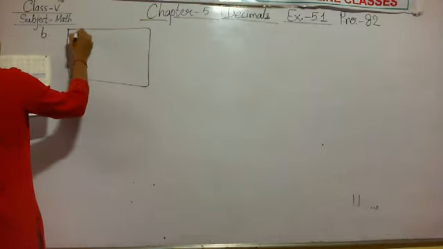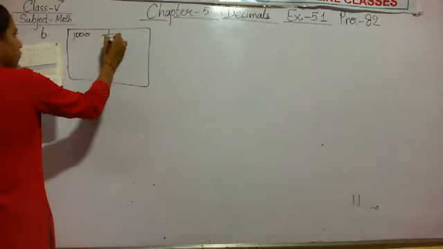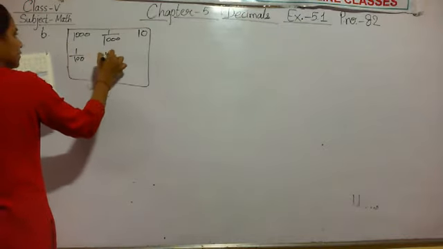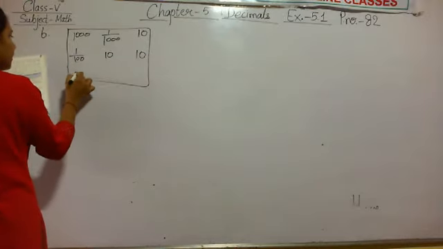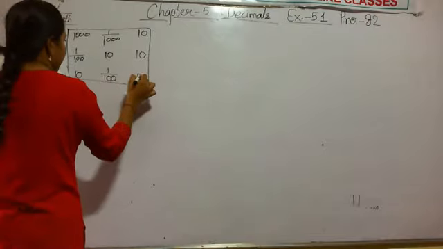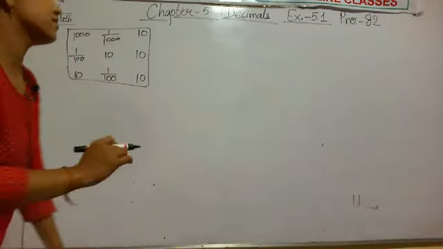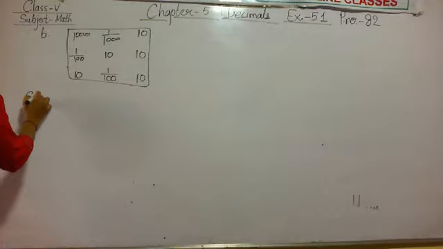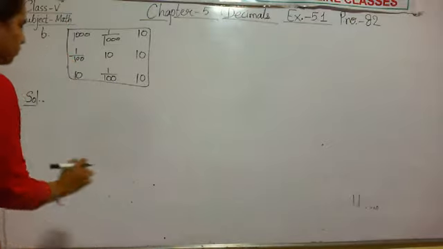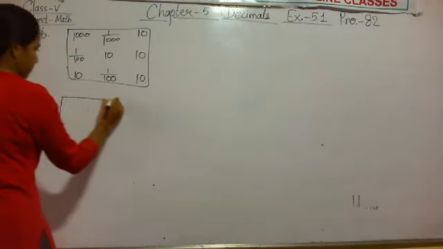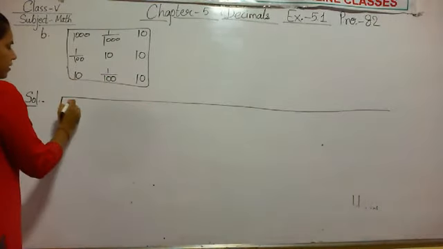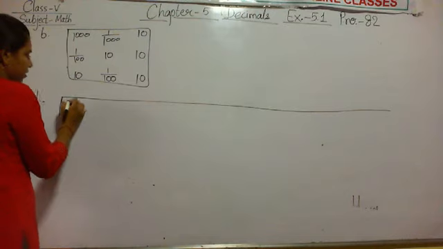Here a square box is given with 1000, 1/1000, 10, 1/100, 10, 10, and in the third row 10, 1/10. The question is given like this. So let me draw a table. Here your number is 1000.